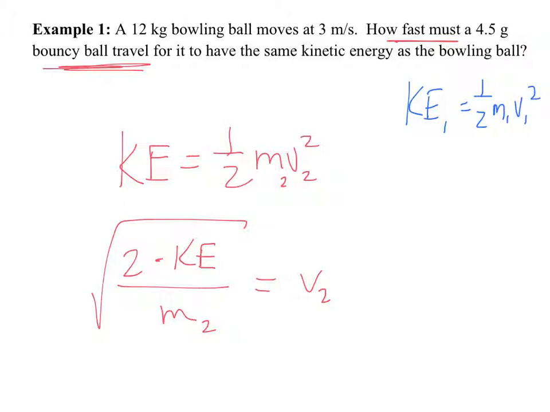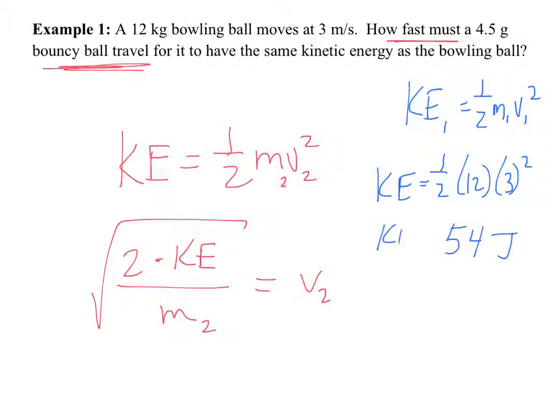1/2 times mass times the velocity squared. So what's the kinetic energy of the bowling ball? Let's come up with a number. 1/2 times 12 times 3 squared. 1/2 of 12 is 6. 3 squared is 9. 9 times 6 is 54.